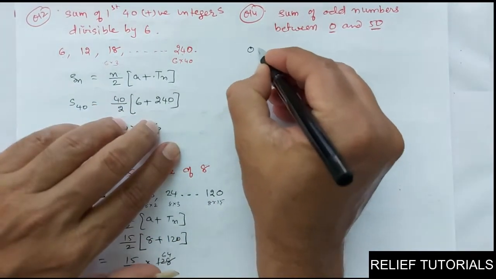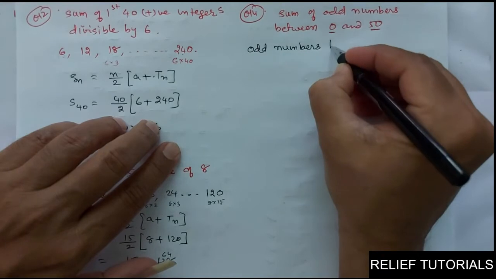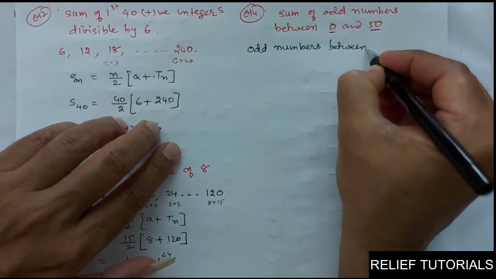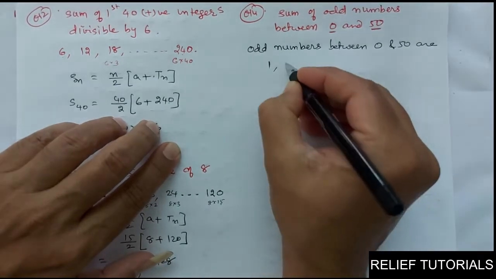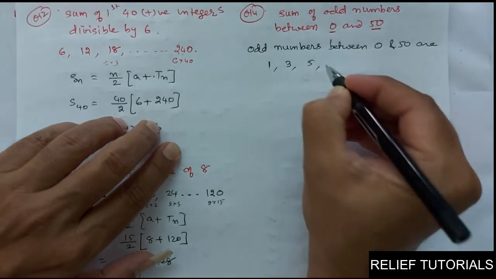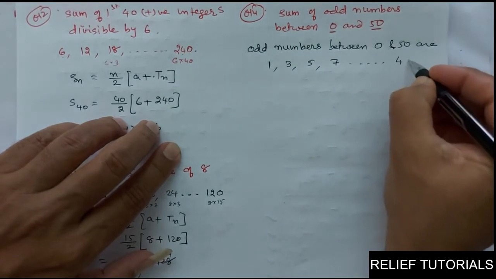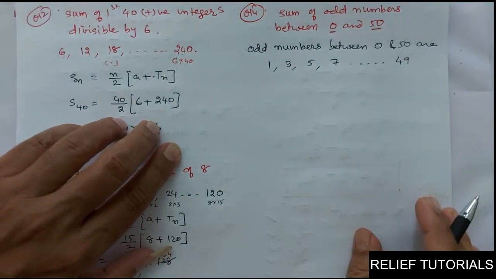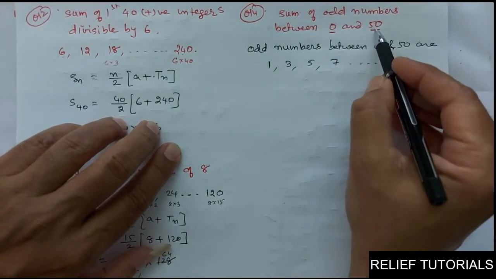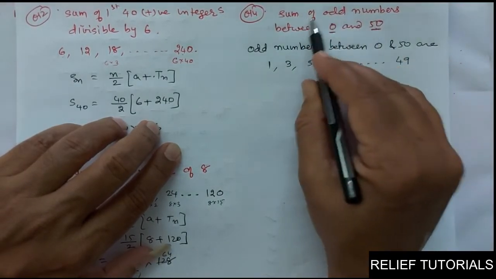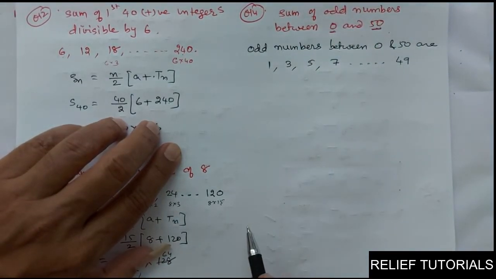So therefore, odd numbers between 0 and 50 are 1, 3, 5, 7, ..., 49. 50 is an even number. You don't want to include 0 and 50 because both are even numbers. You have to find the odd numbers between 0 and 50. So these are the odd numbers between 0 and 50.